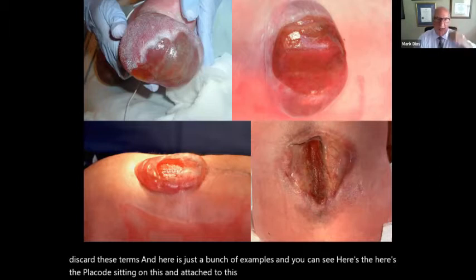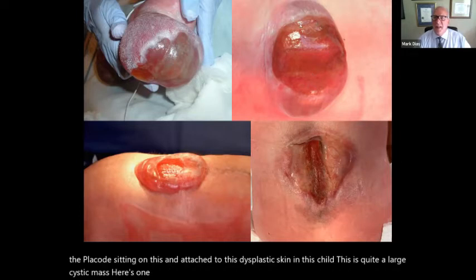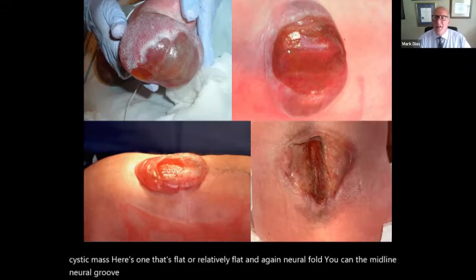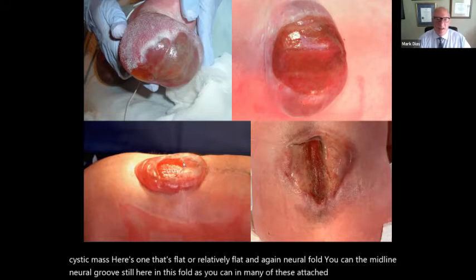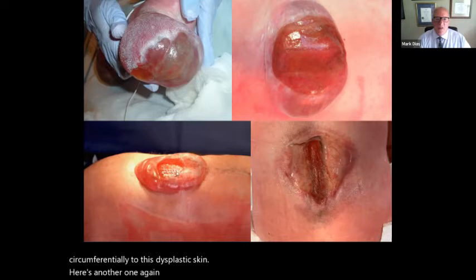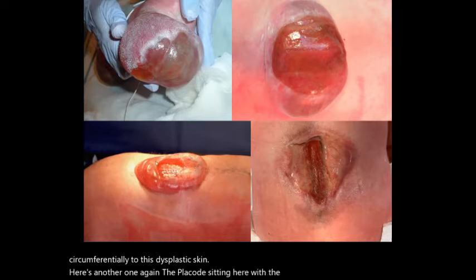In this child, this is quite a large cystic mass. Here's one that's flat, or relatively flat. And again, neural fold, you can actually see the midline neural groove still here in this fold, and as you can in many of these, attached circumferentially to this dysplastic skin. Here's another one. Again, the placode sitting here with the neural groove and this dysplastic skin around it.